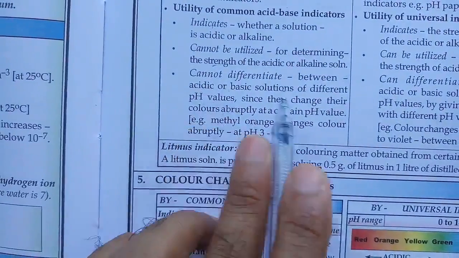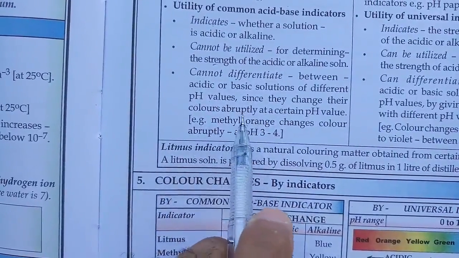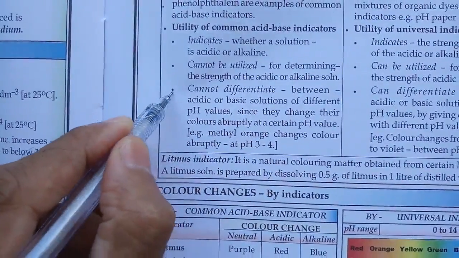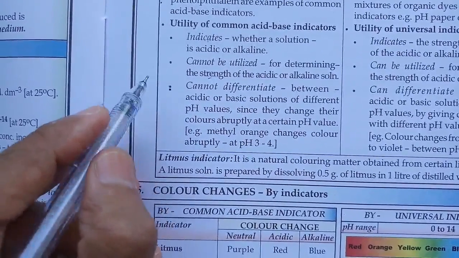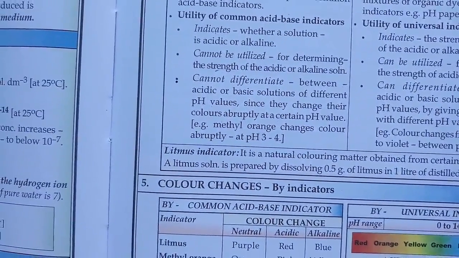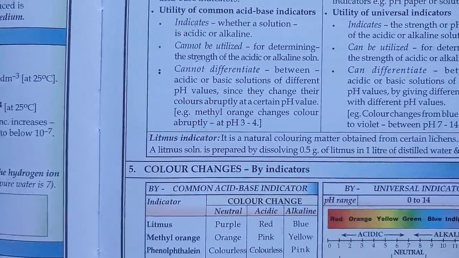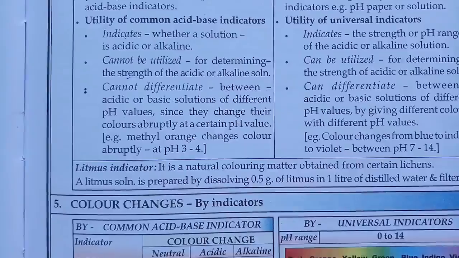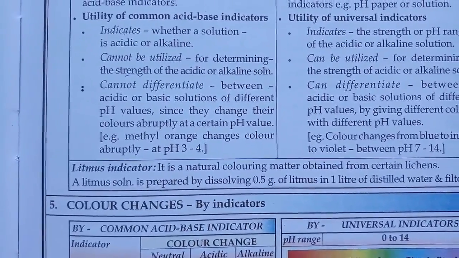It cannot differentiate between acidic or basic solutions of different pH values, since they change colors separately at a certain pH value. So we cannot use this to differentiate between acidic and basic solutions at different pH values. We just come to know whether it is alkaline or acidic, that's all. We cannot differentiate more than that, right? For that we need to go for the pH meter.